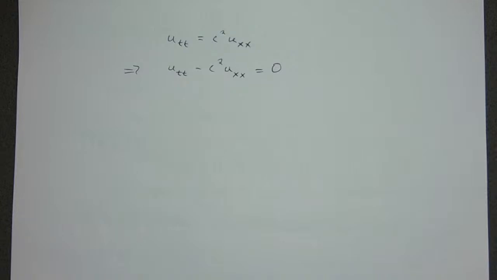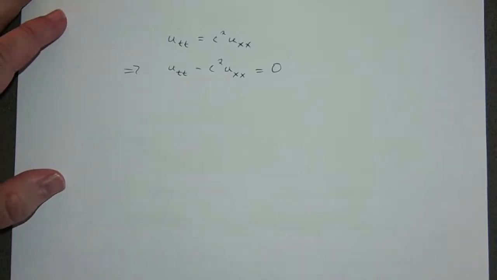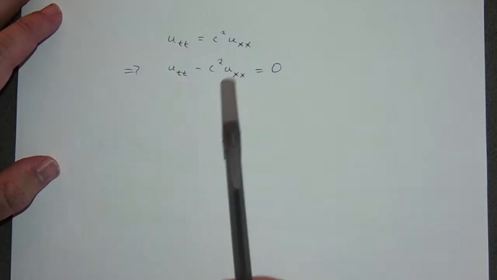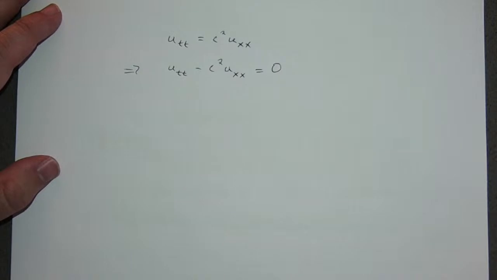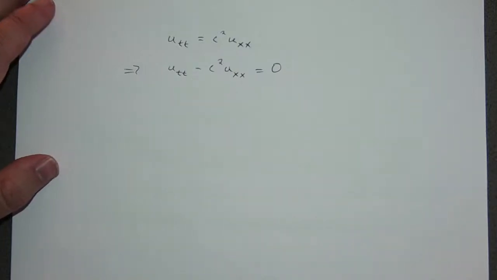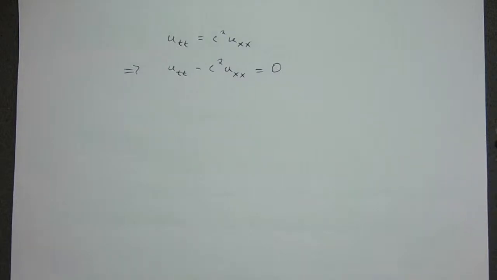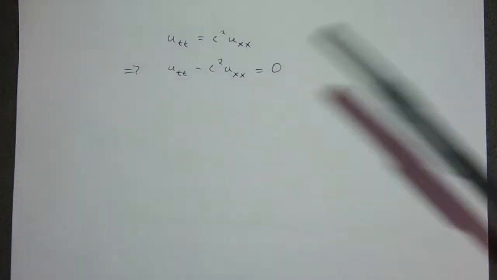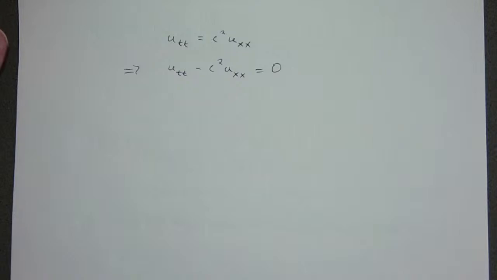All right, so what's going on here? Well, what if I massively abuse some notation here, and I write this in a factored form. So what do I mean by a factored form? What I'm going to do is first think of what's going on here as an operator on u.